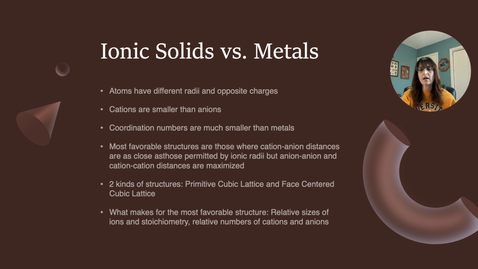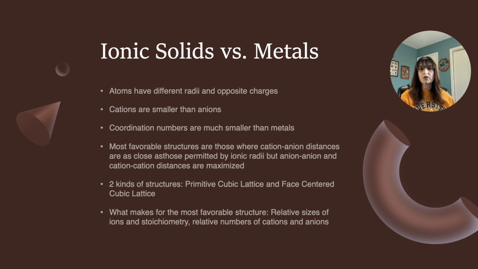So how are ionic solids different from metals? Well, the atoms have different radii and opposite charges. Cations are smaller than anions because they've lost electrons. And remember, every time you lose an electron, the electrons out here repel less and they get closer. You lose another electron, they repel less, they get closer together. You can also think of it in the sense that you're getting rid of something. So, if you chop off your arm, you're going to get smaller. Coordination numbers are much smaller than metals, so you don't have as many atoms in contact with each other.